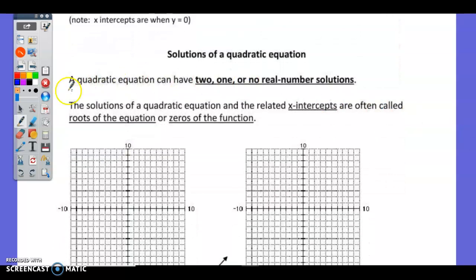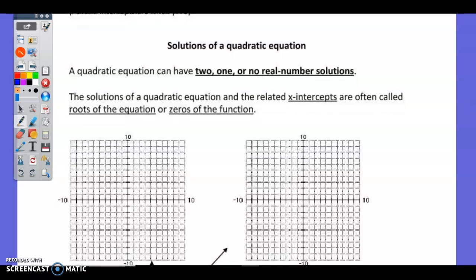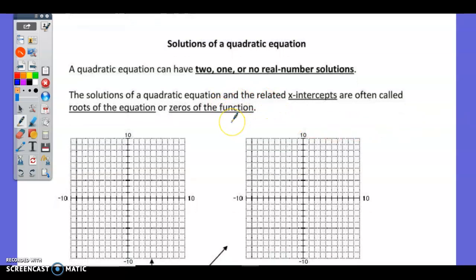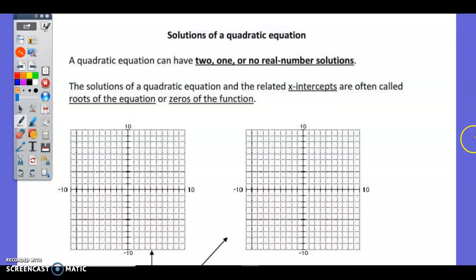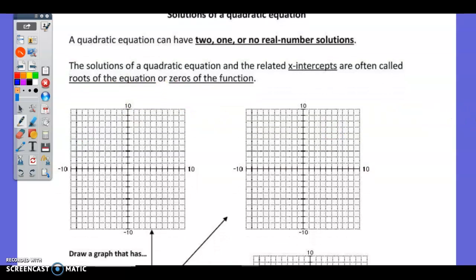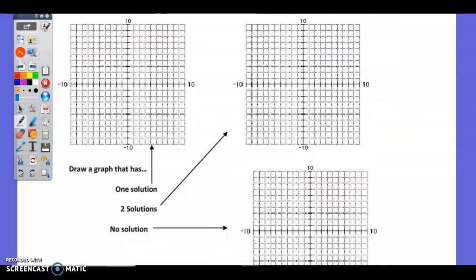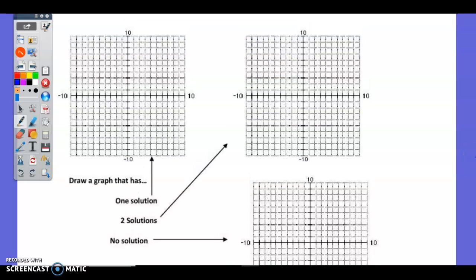All right, so a quadratic equation can have two solutions, one solution, or no real solutions. For the most part, once you get into a lot of the equations, you'll see that they'll have two based on the problems that we give you, but we're going to talk about what the difference is between the three. So the solutions of a quadratic equation and the related x-intercepts are also called the roots of the equation or the zeros of the function.